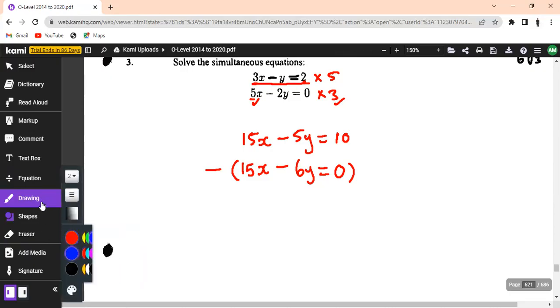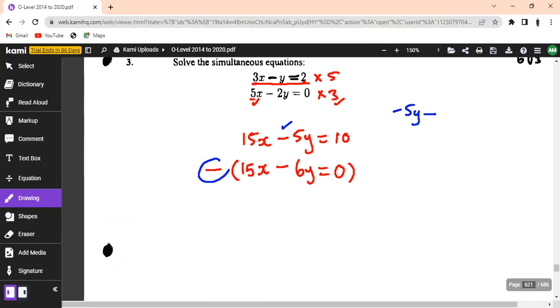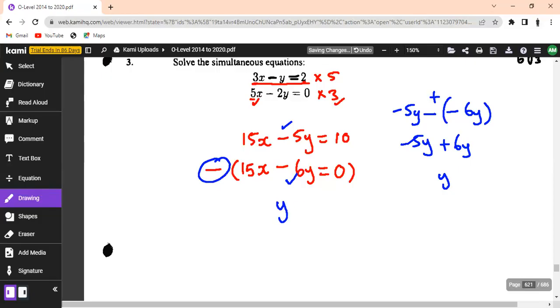Let me just put it this way so that we can understand what is happening here. So this is negative 5y, minus, which means we subtract 6y, but as you can see, 6y is already negative. So it's negative and negative, which is a positive. So it's going to be minus 5y plus 6y, and minus 5 plus 6 is 1y, which is the same as y. So we're left with y, which is equal to 10 minus 0. 10 minus 0 is 10. So y is equal to 10.